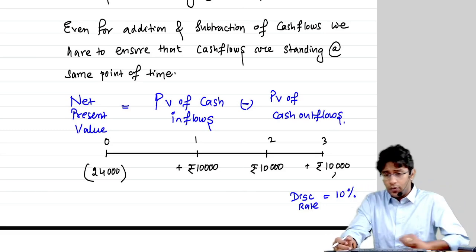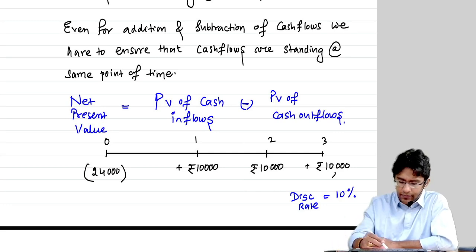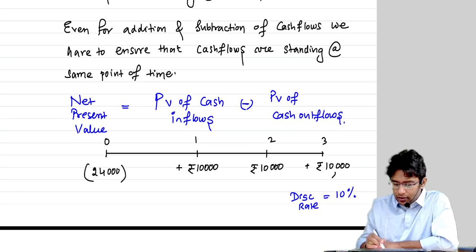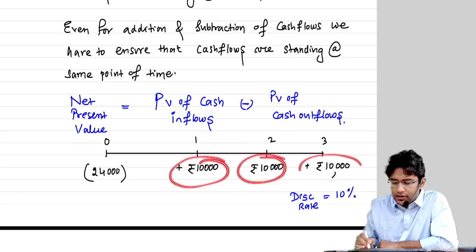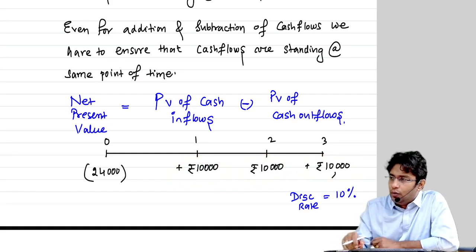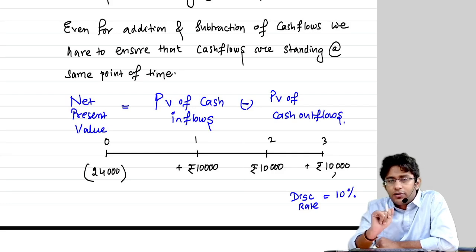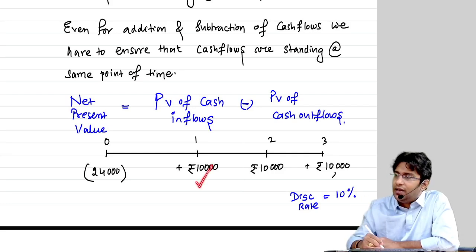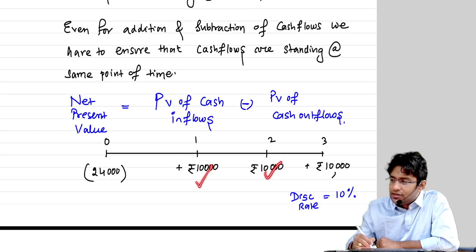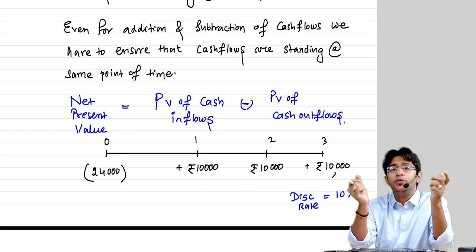So how will you make a judgment? How will you make a decision? NPV calculation. See, first and foremost, this is also 10,000, this is also 10,000, this is also 10,000. But are they standing at the same point of time? No. Is the amount same? Amount is same. Is the value same? Value is not same. Why? This 10,000 is standing at 1 year, this 10,000 is standing at 2 years, this is standing at the end of the 3rd year. So tell me, out of these 3 10,000s, which one is having more value?